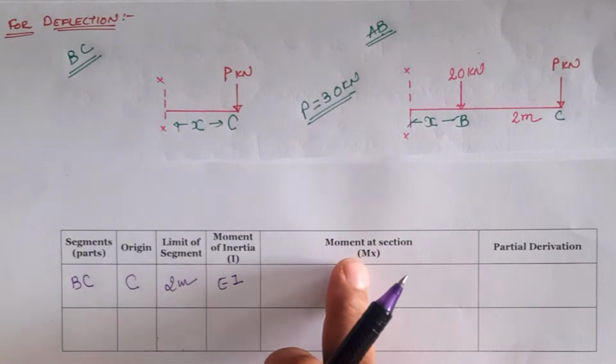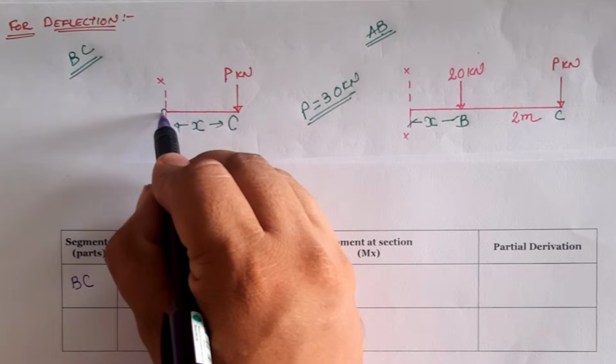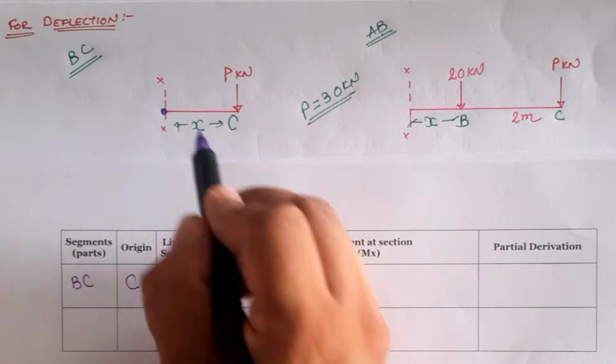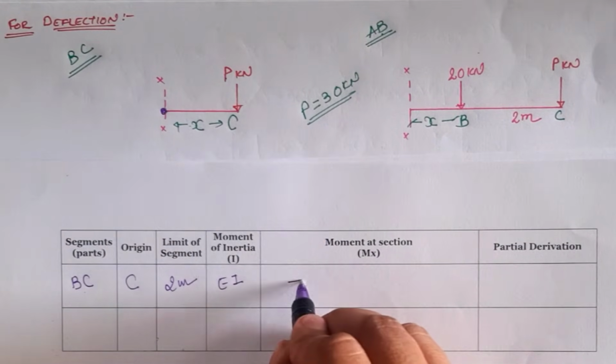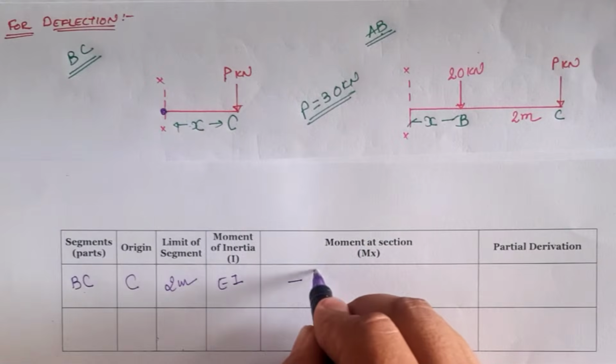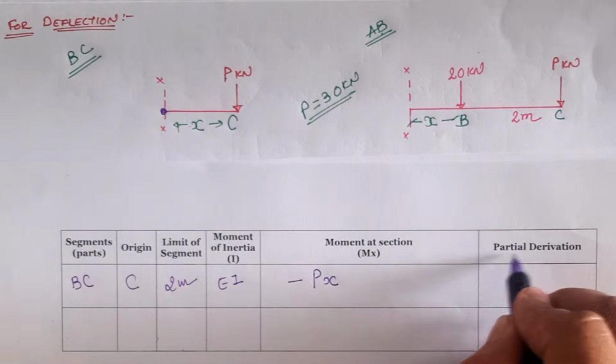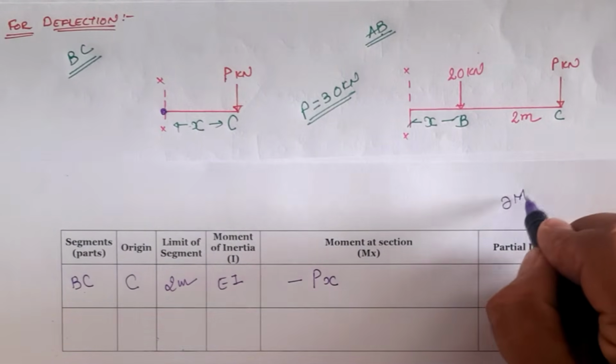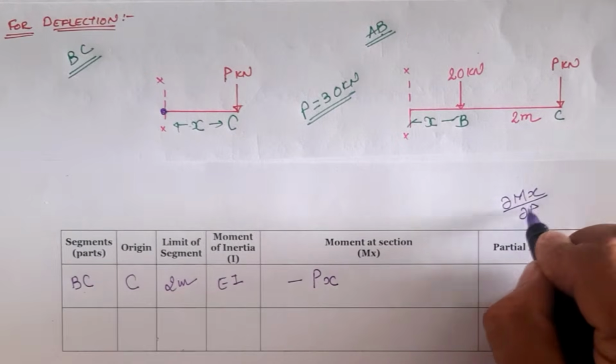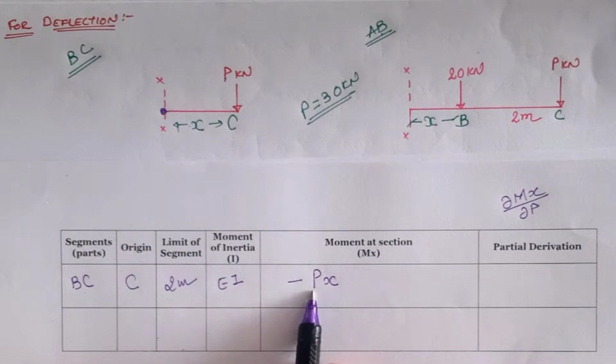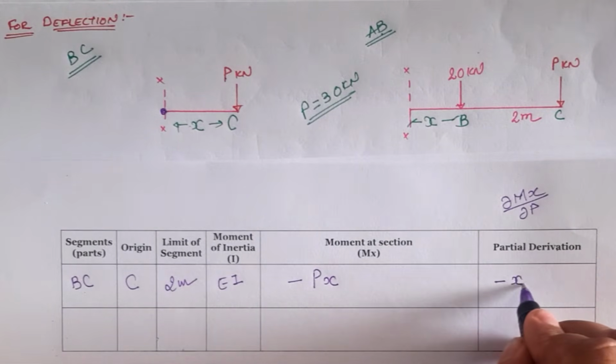Now the moment at the section, meaning the moment at this location, is P into x in the clockwise direction, and on the right-hand side it is negative, so minus Px. The partial derivative for the deflection step is del Mx by del P. So the partial derivative with respect to P is minus x.